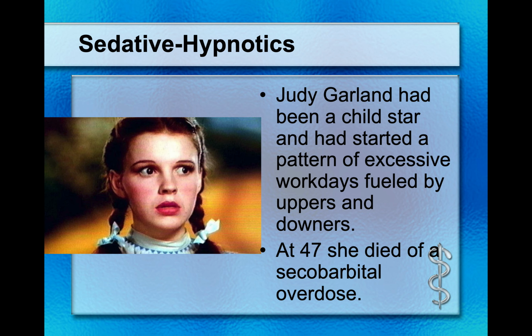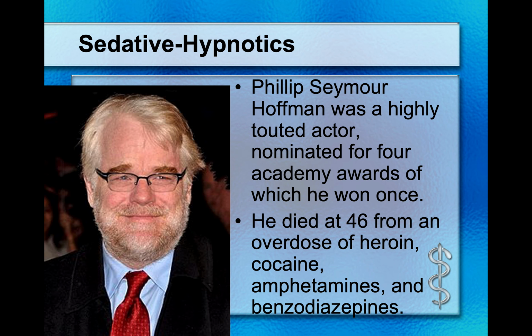Judy Garland had been a child star and had started a pattern of excessive work days, fueled by uppers and downers. So she'd take the uppers to get going, and then she'd take the downers at night so she could go to sleep. At 47, she died of a secobarbital overdose. So she died of the downers, not the uppers.